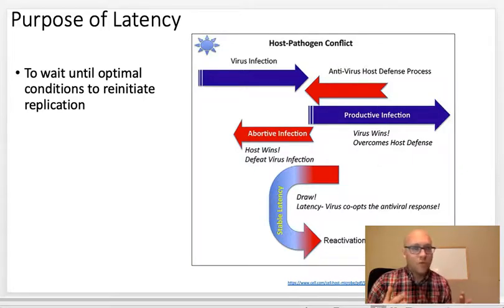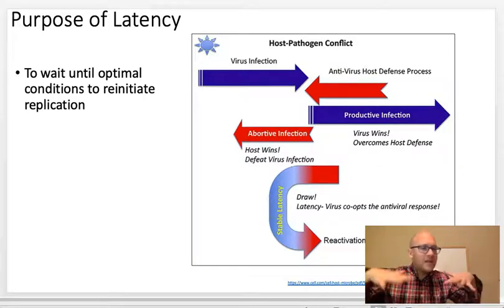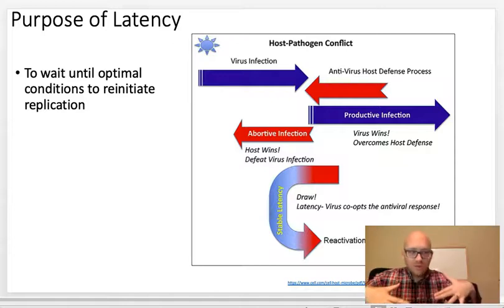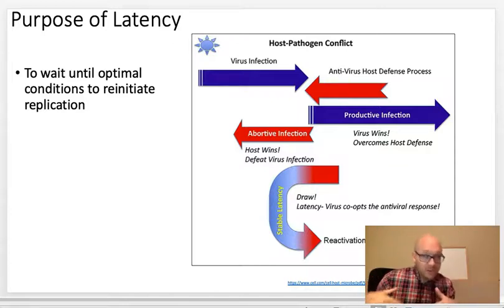Why not hide and wait? Let's lay low so that the host immune response chills out and the cells don't know what's going on. The cellular immune response doesn't know what's going on. And then reactivate, sneak out there and take over. Sounds like a good idea to me. A lot of viruses do it. So, that's where this idea comes from.